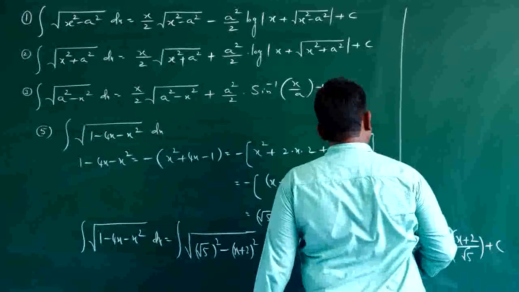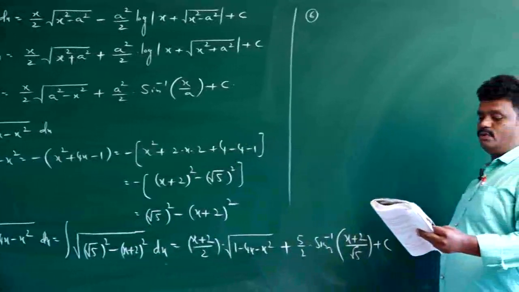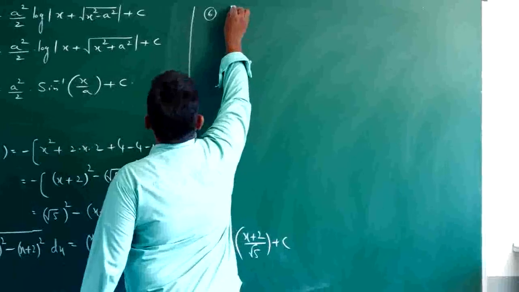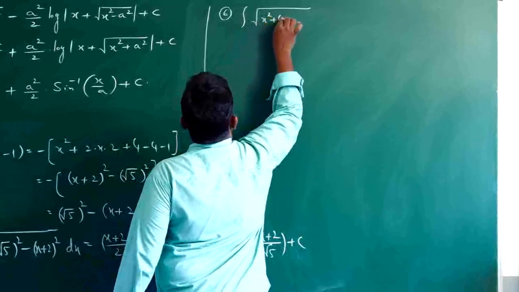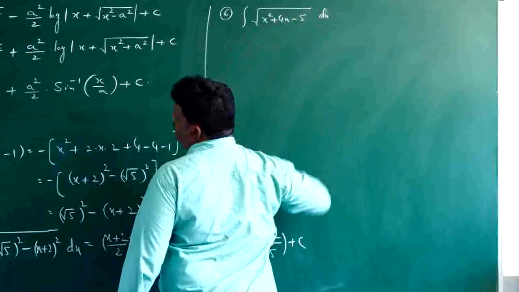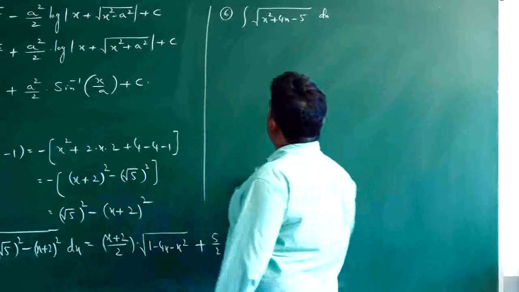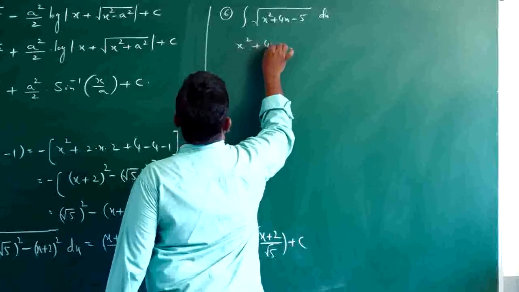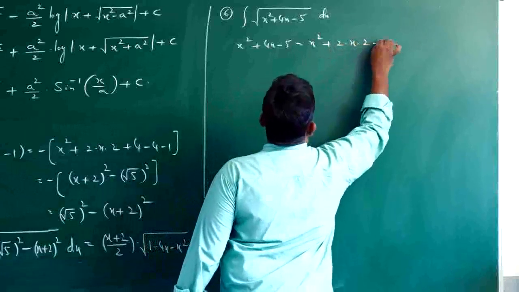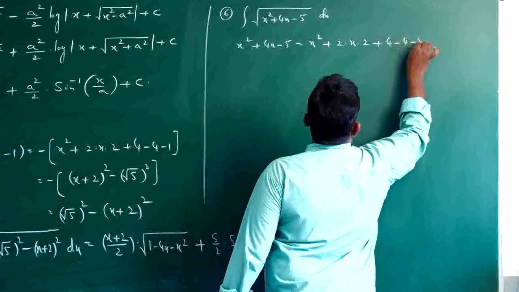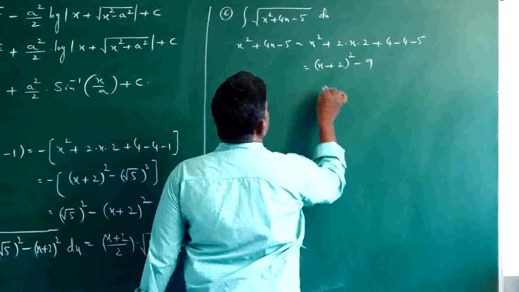This type of model only. So the sixth question, what is given here? Square root of x square plus 4x minus 5. Same model: integral of square root of x square plus 4x minus 5 dx. Okay? Right, how to simplify this here? x square plus 4x minus 5 is equal to x square plus 2 into x into 2, plus 4 minus 4 minus 5. That is equal to x plus 2 whole square minus 9.